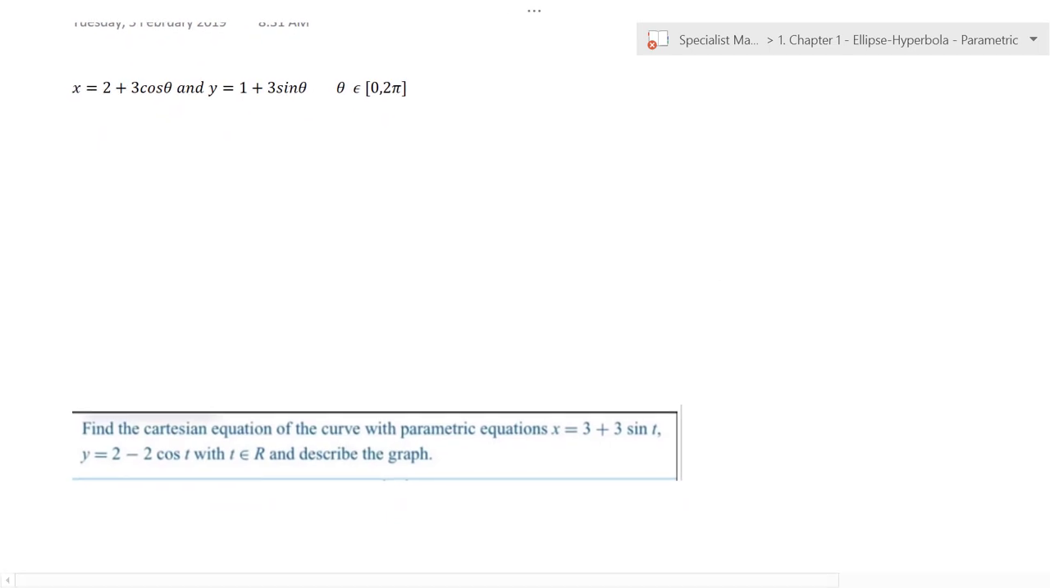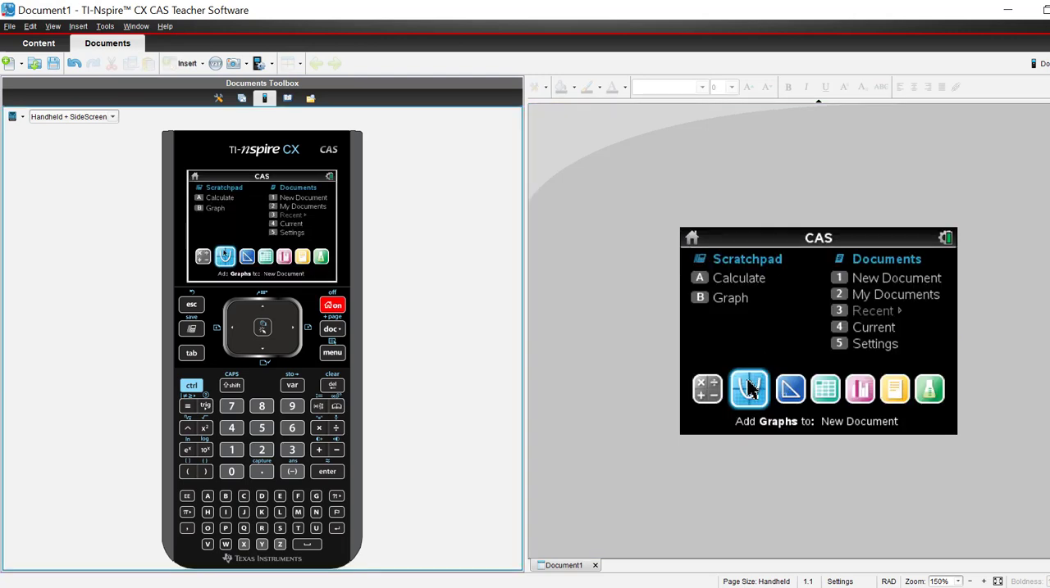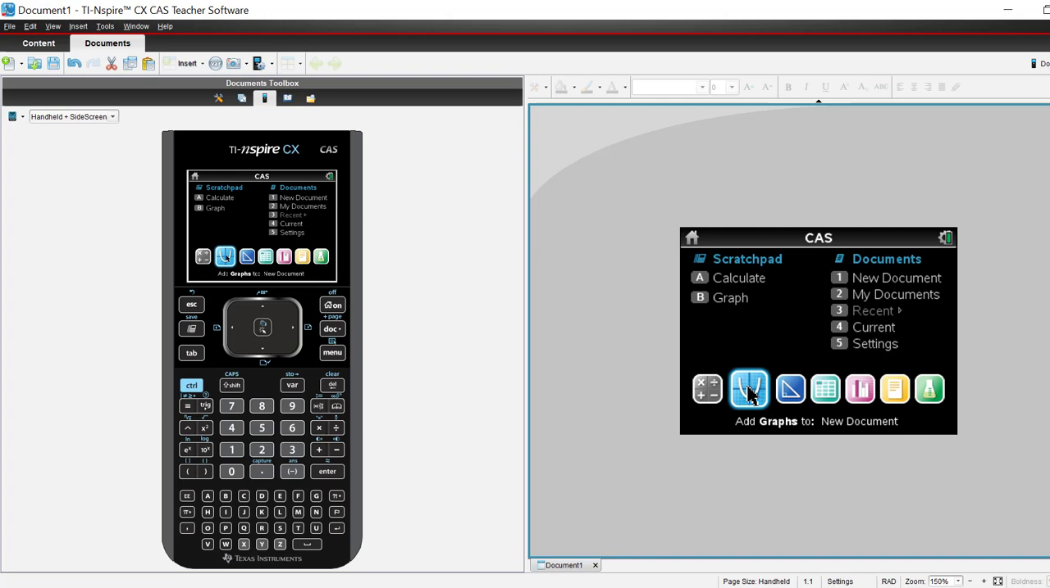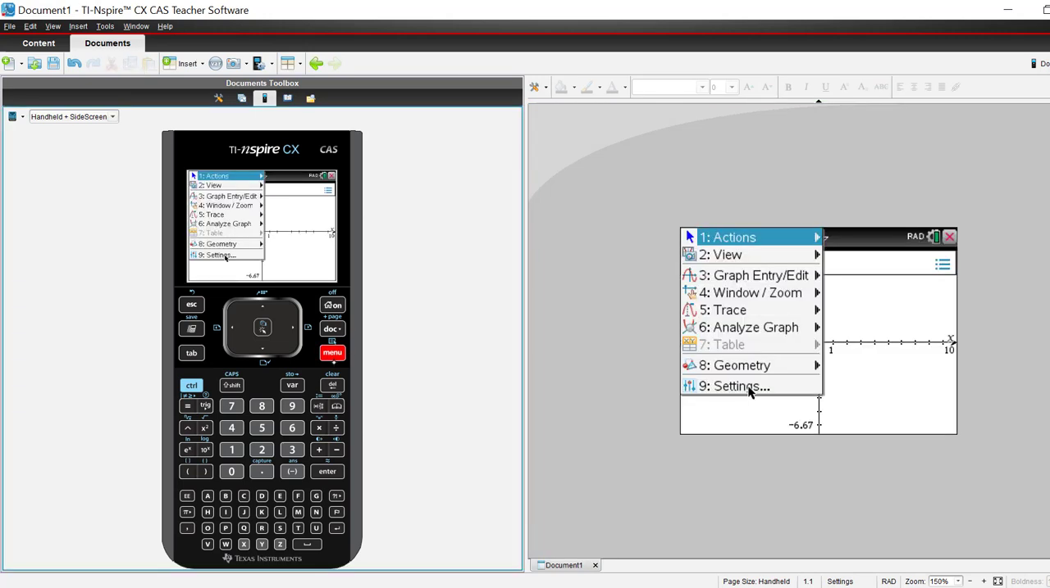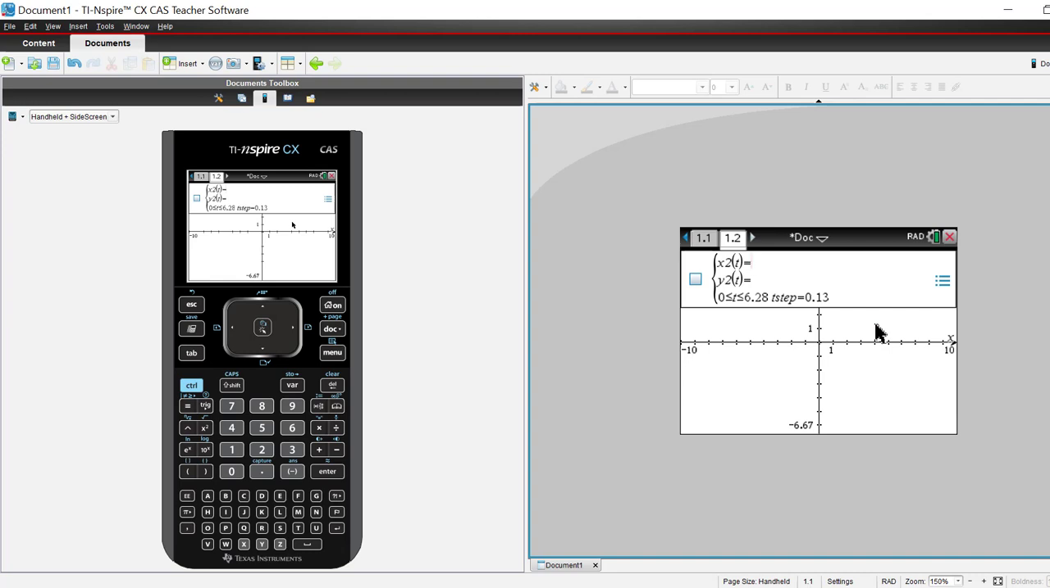Now, just so you know, and just so we put on the video, this is a sketch of what it looks like. And in order to do it, you go to the graph screen and we'll go to a new graph. And what we're going to do is go menu, graph entry, edit, and we're going to go parametric. As you've seen there, we can put it in and as we've just shown you, this is a circle.